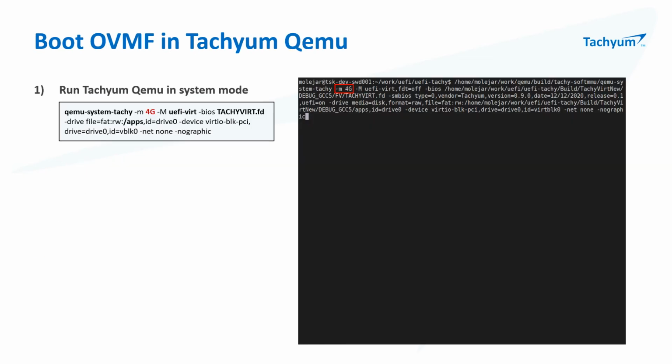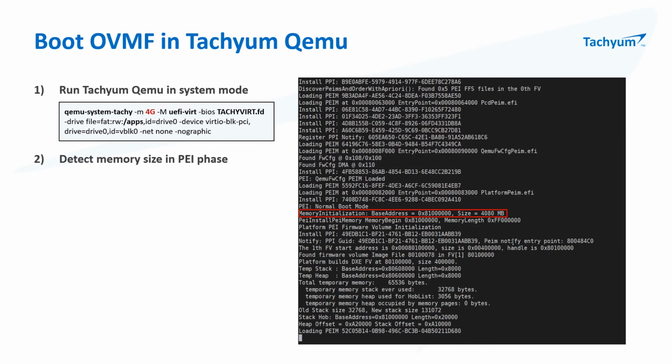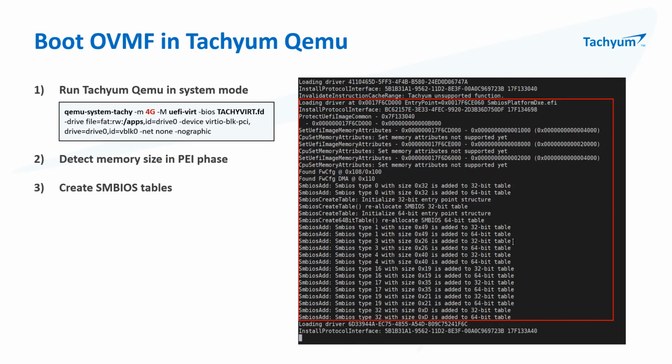In the following few slides, I will show the booting process of the Open Virtual Machine firmware running in Tachyum QEMU for getting a detailed boot information. I have built the UEFI image with debug options. As you can see here, the detected memory size match the value used in QEMU. Here, you can see the process of creation of the SMBIOS tables.